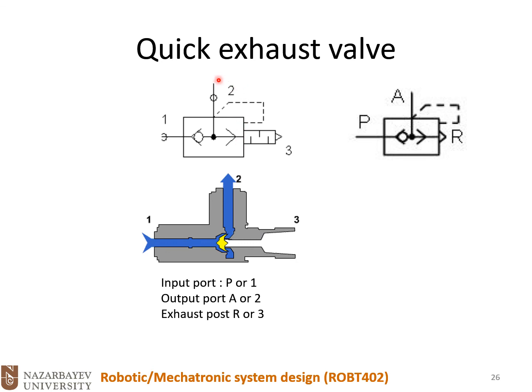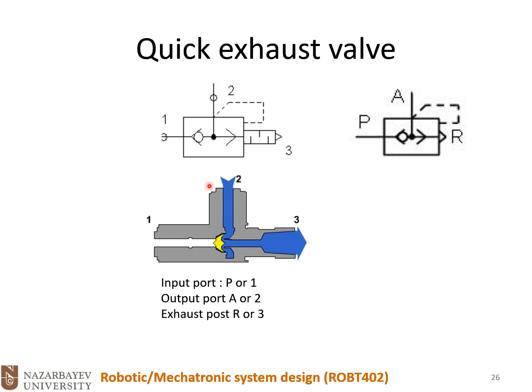However, when the air wants to be exhausted from a chamber of a cylinder through the port 2, then the obstacle will block the passway to port A, and the air will be exhausted to the atmosphere. So why do we have this dotted line here in the symbol? As we said, these dotted lines are used for signal lines. That means that the valve itself is adjusting or controlling itself.